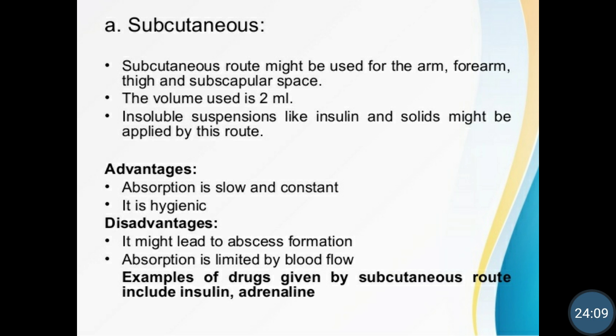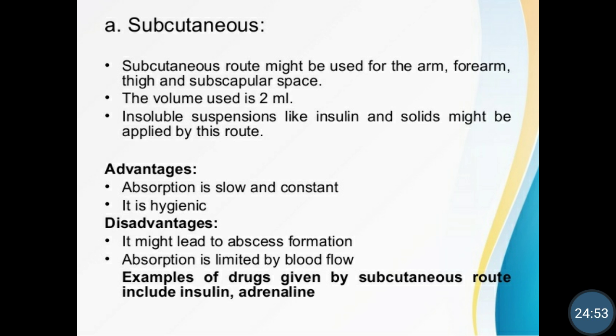First route is the subcutaneous route, or the hypodermis. All of you know the different layers of skin. The outermost layer is known as the epidermis, then the middle layer is the dermis, and the innermost layer is the hypodermis, or the subcutaneous layer. So these injections are made under the skin into the subcutaneous tissues, and this subcutaneous route might be used for the arm, forearm, thigh, and the subscapular space.